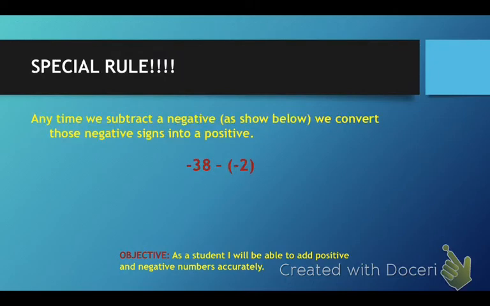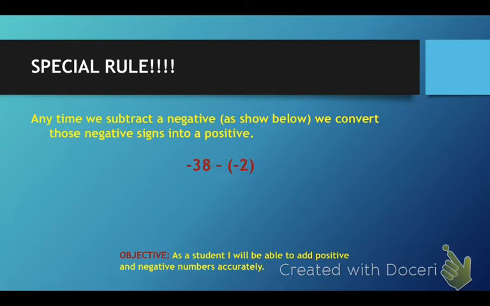Now, there is one thing that we must know when we subtract integers. There is a special rule. Anytime we subtract a negative, so think about that, we're subtracting a negative, that means the negative signs are right next to each other. And you can see that right here. You see there are 2 negative signs right next to each other. There is not an integer in between them. This is a special rule when there are those 2 negative signs right next to each other. In that particular case, we're going to convert those 2 negative signs into one positive sign. Now, why would we do that?